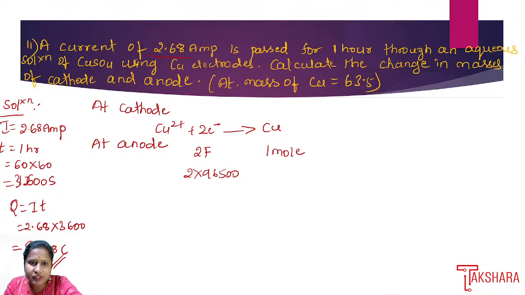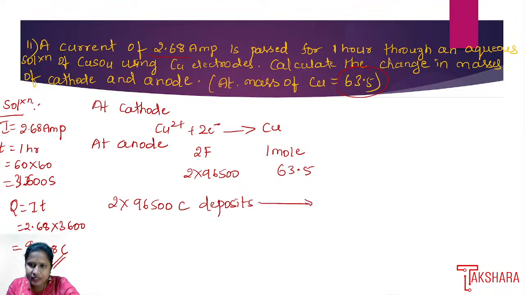So 1 mole of copper, whose atomic mass is given in the question, that is 63.5, is the atomic mass of 1 mole of copper, we consider. So now if we do cross multiplication, that is 2 into 96,500 coulomb deposits 63.5 of copper, right. So 1 mole of copper is deposited. When we apply this amount of charge, 2 into 96,500 coulomb, we get 1 mole of copper deposited at those electrodes.